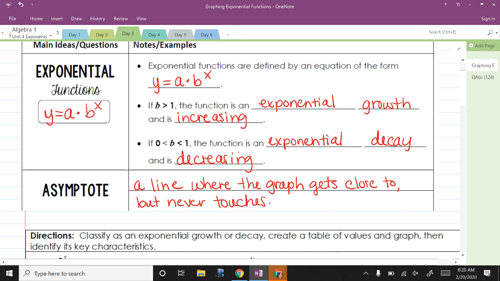Okay? So a stupid way for you to remember this, it's kind of embarrassing: you don't touch asymptotes. You might get really close to an asymptote, but you don't touch it. All right?